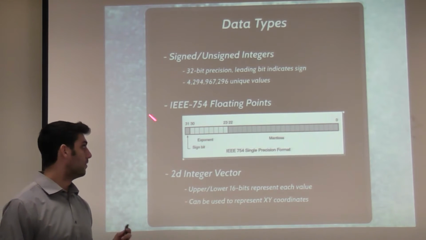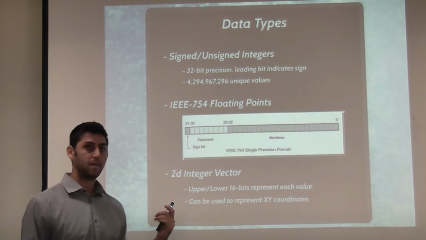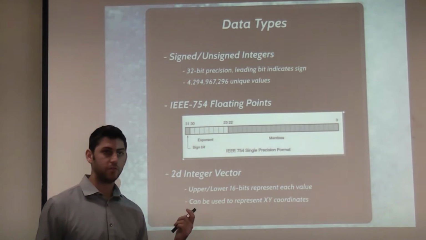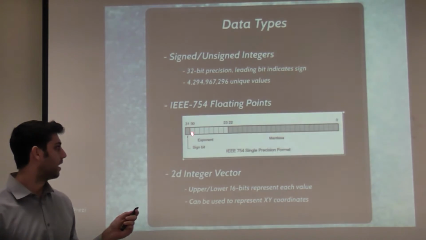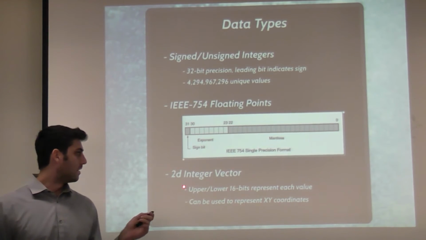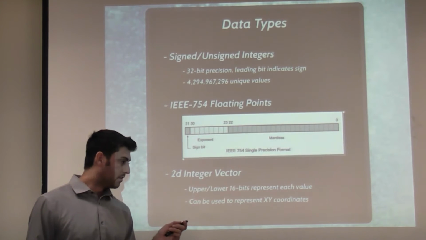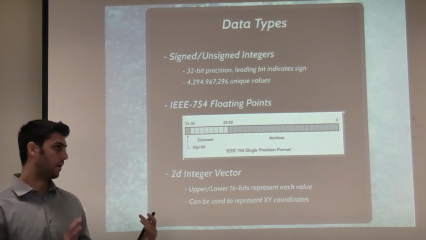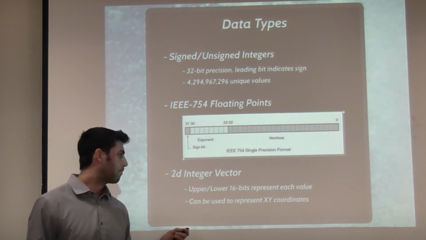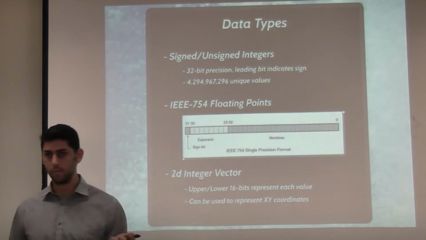The Tsunami 5000 fully supports IEEE floating point operations and data types. We'll get into that a little bit more, but this is the basic format right here. Single precision, so that's 32 bits. We have a sign bit, an exponent field, and a mantissa field, and we'll talk about that more in just a bit. Lastly, there is a 2D integer vector data type. This splits the 32-bit register into the upper 16 and lower 16 bits, which will each represent a unique integer value. This can be used to represent XY coordinates in the coordinate plane, and there's a couple operations that go along with that.